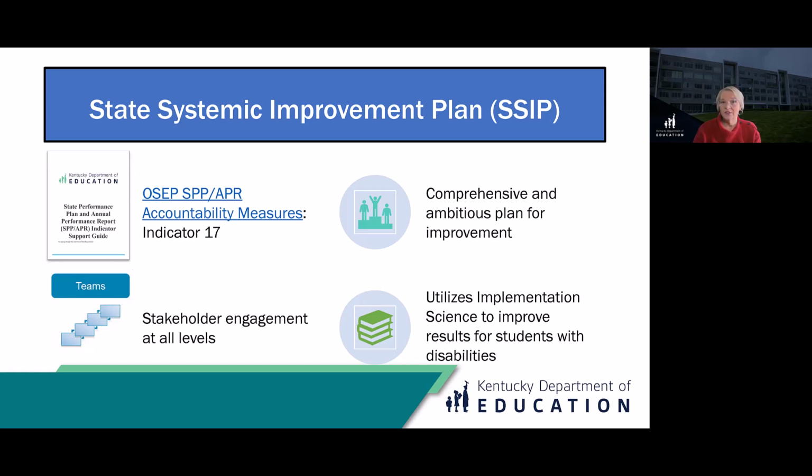What the indicator 17, or we'll say SSIP because we love acronyms, the SSIP does is it is a comprehensive, ambitious plan for improvement for our state. It engages stakeholders at all levels of the system, which would be the building, the district, the region, and the state. And it uses implementation science to improve results for students with disabilities. Next slide.